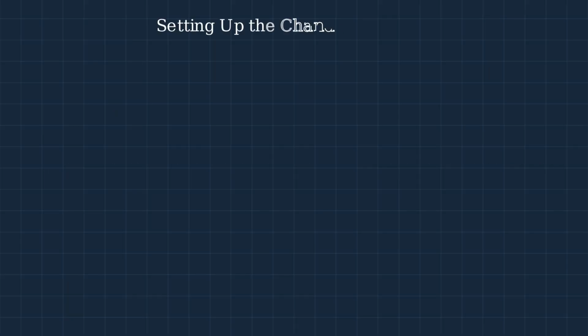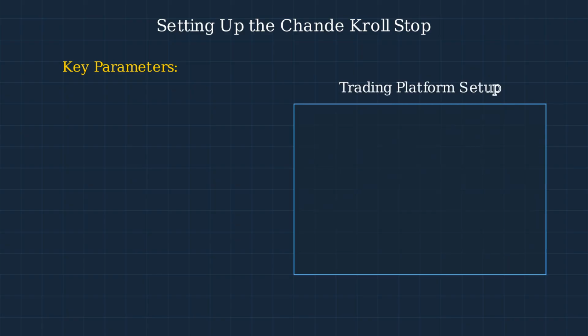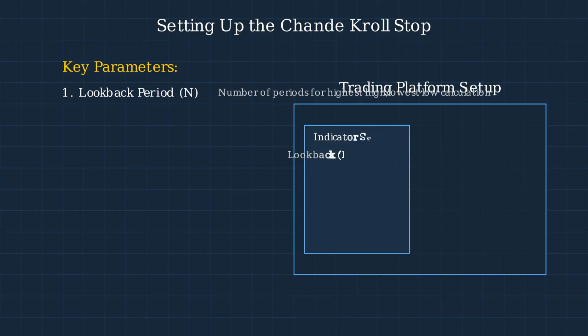To implement the Chande Kroll Stop indicator on your trading platform, you'll need to configure several key parameters. First, locate the indicator in your platform's Technical Analysis Tools section. The first parameter is the look-back period, which determines how many bars are used to calculate the highest highs and lowest lows.